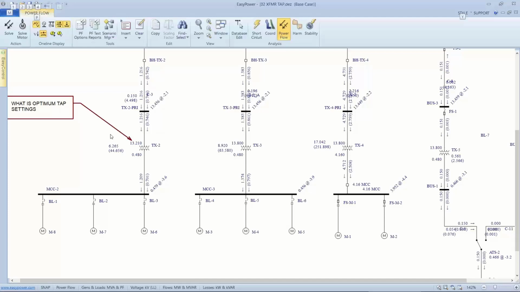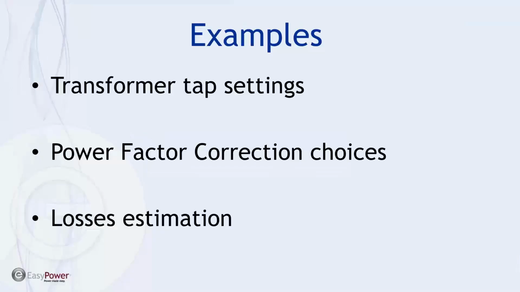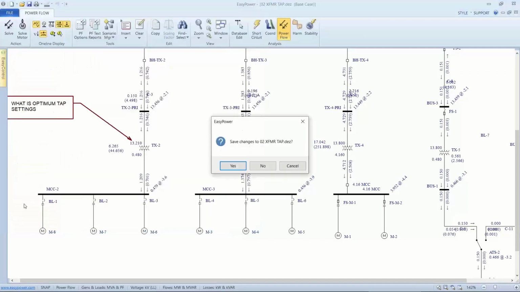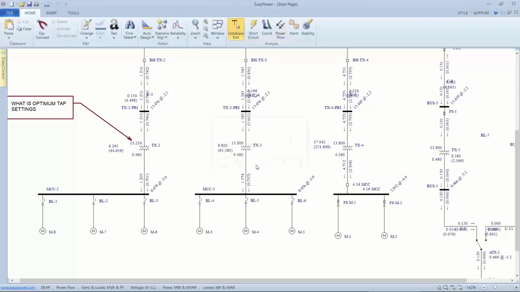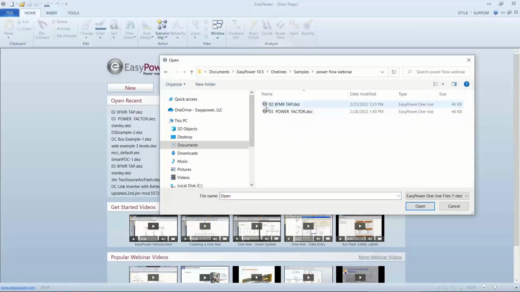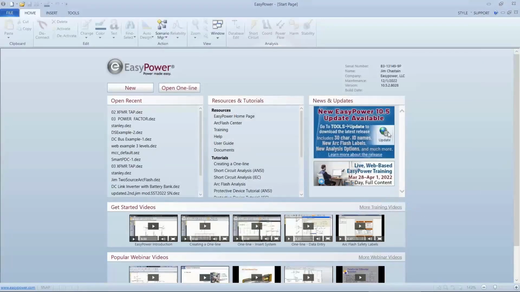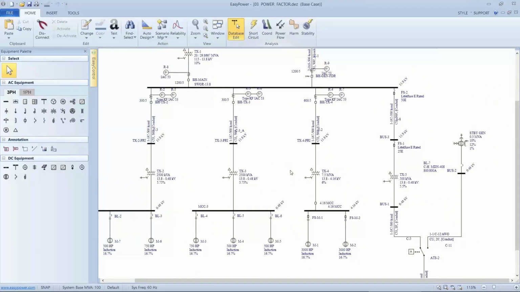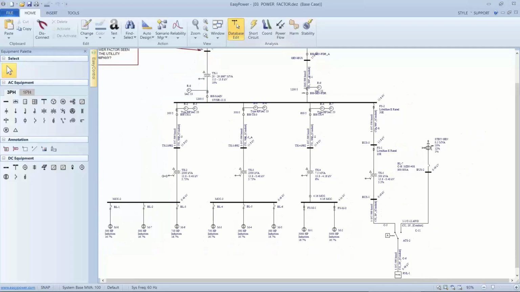The next thing we wanted to do is power factor correction. So let's close this puppy out. So power factor correction, especially in an operation similar to this, is a big deal because we have a lot of motor loads, and it's important to know what the effect on power factor is in general. So we got the same one line without doing the load tap.